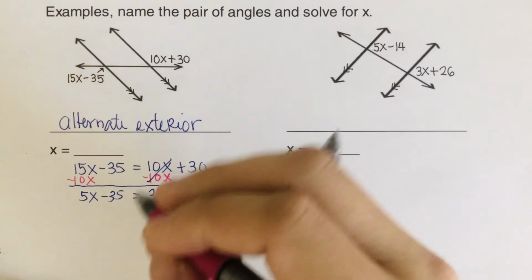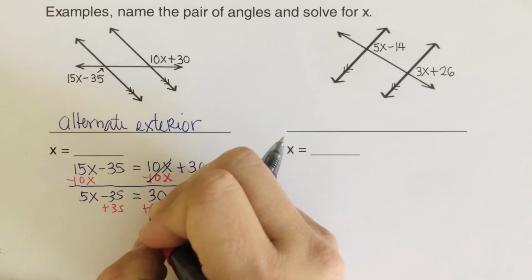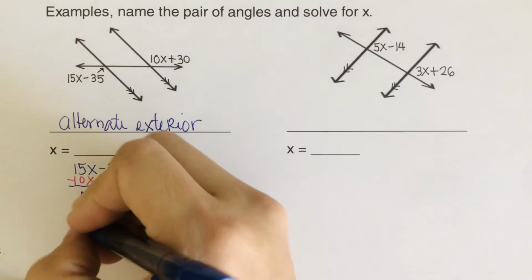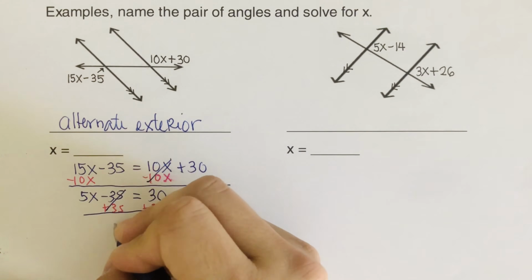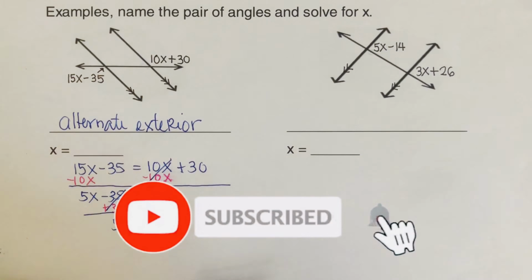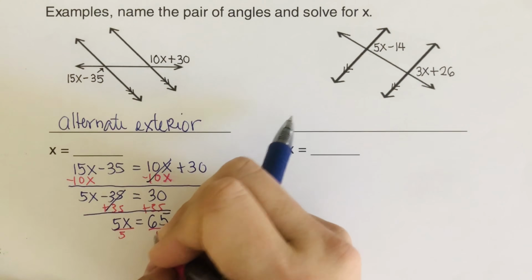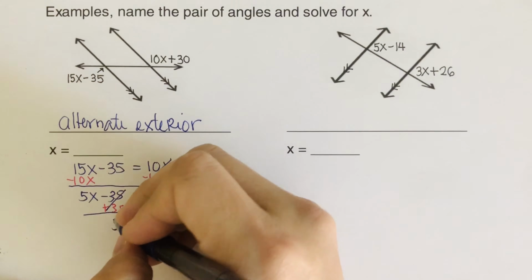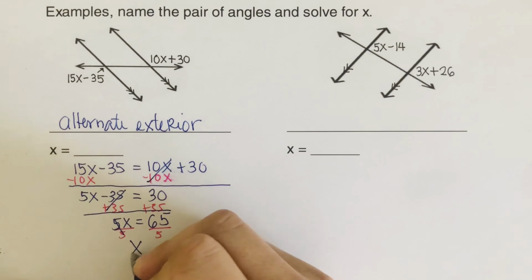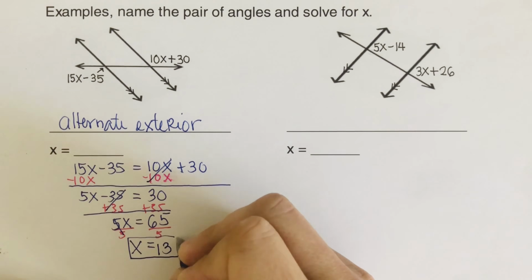Then we are going to add 35 to both sides, and plus 35 here. So this is going to come out 5x is equal to 65. And then we divide both sides by 5. So we are left with x is equal to 13. So the x is 13.